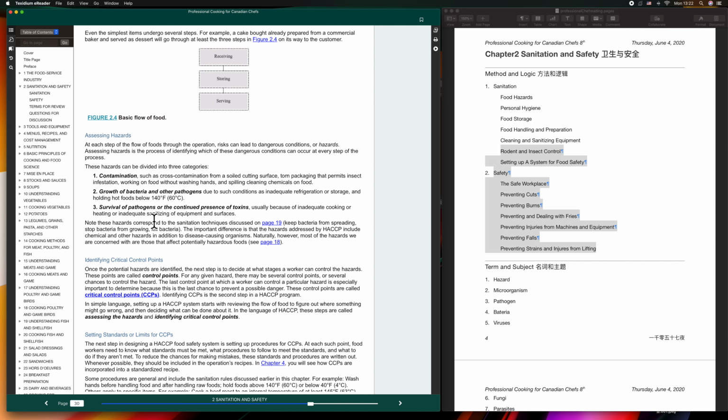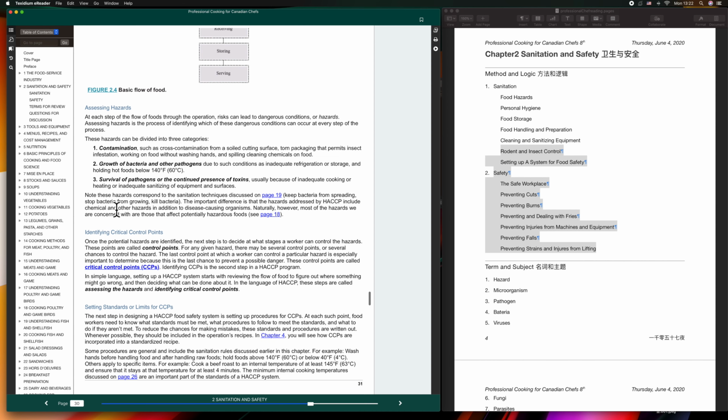3. Survival of pathogens or the continued presence of toxins, usually because of inadequate cooking or heating or inadequate sanitizing of equipment and surfaces. Note, these hazards correspond to the sanitation techniques discussed on some page. Keep bacteria from spreading, stop bacteria from growing, kill bacteria.